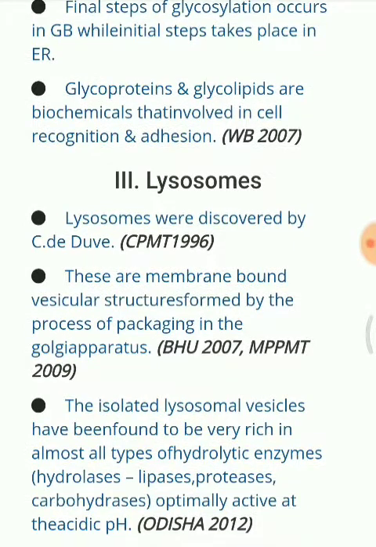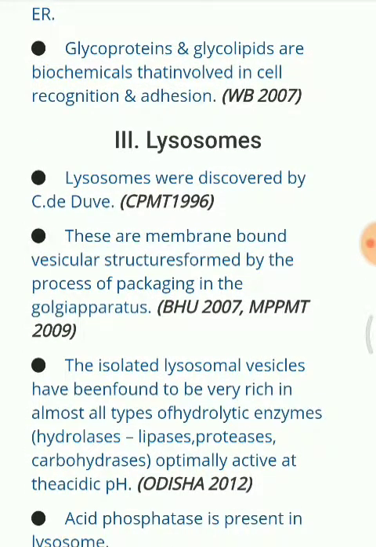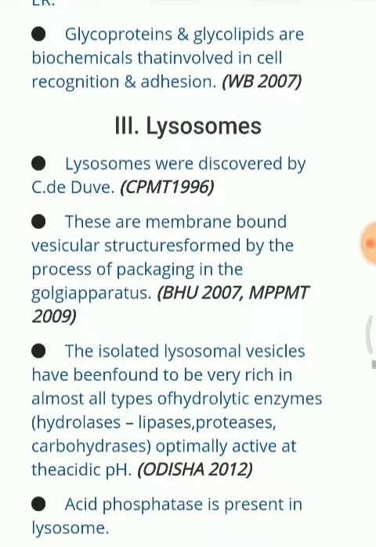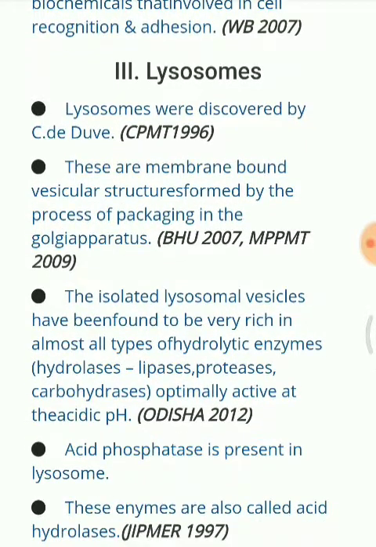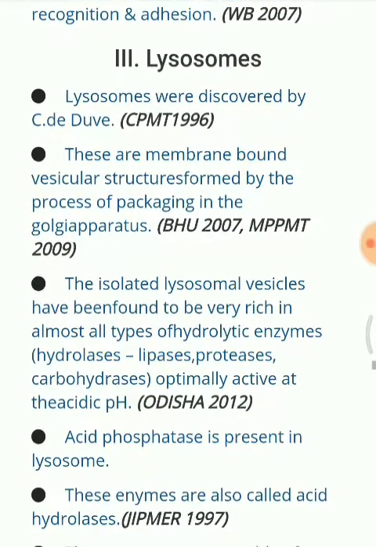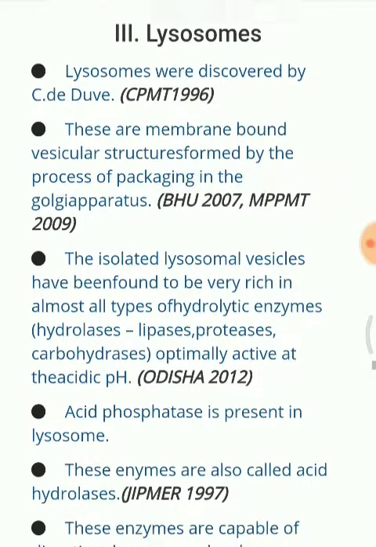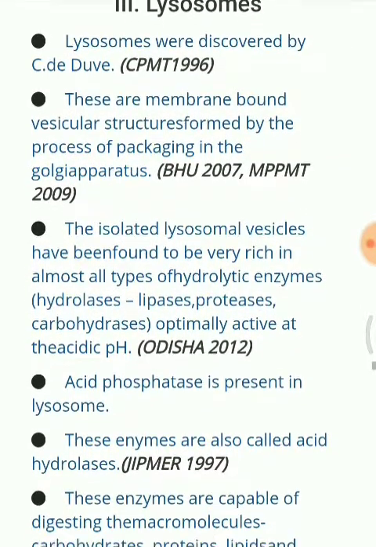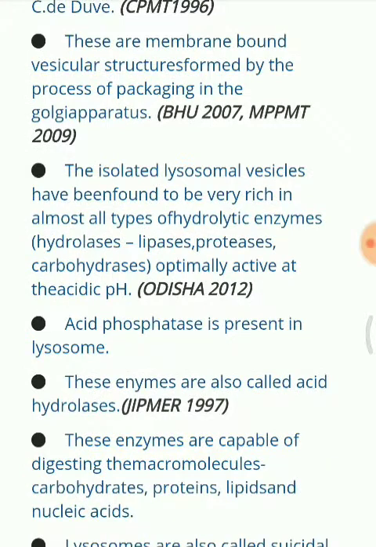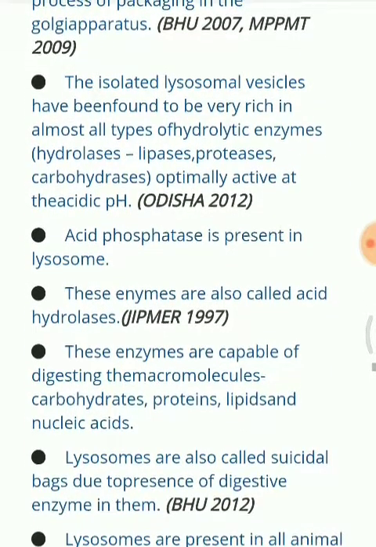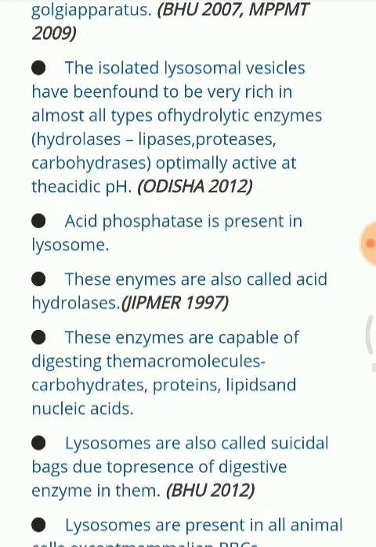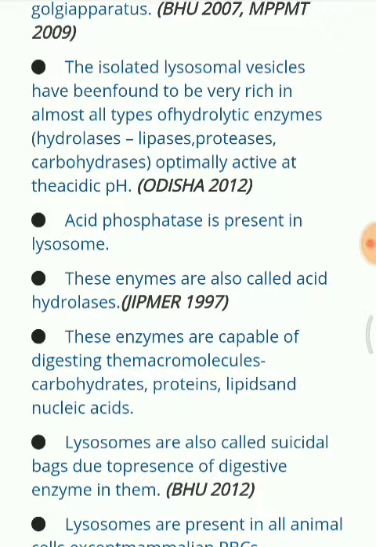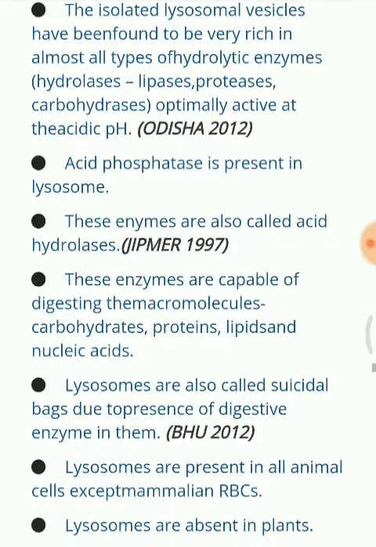Lysosomes were discovered by C.D. de Duve. These are membrane-bound vesicular structures formed by the process of packaging in the Golgi apparatus. The isolated lysosomal vesicles have been found to be very rich in almost all types of hydrolytic enzymes. Hydrolases are optimally active at acidic pH. Acid phosphatase is present in lysosomes. These enzymes are also called acid hydrolases. These enzymes are capable of digesting macromolecules: carbohydrates, proteins, lipids, and nucleic acids.